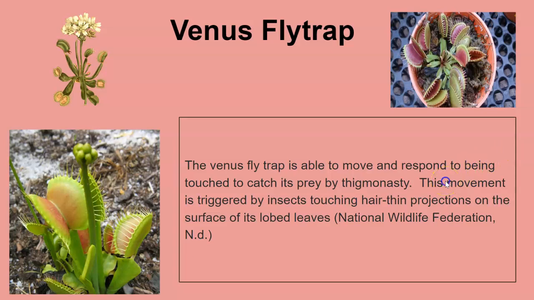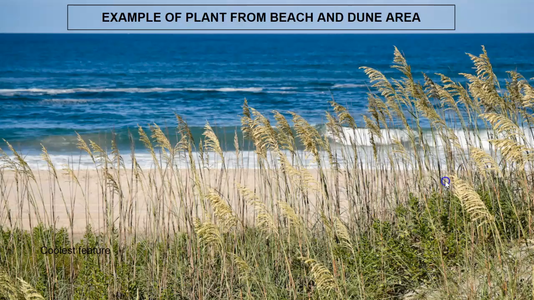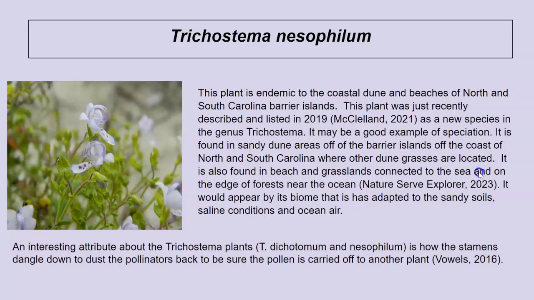An example from the beach and dune area is the Trichostema nesophilum, and an interesting attribute of that is that it has stamens that dangle down to dust the back of the pollinators, so that it is sure that the pollen is carried off to another plant.